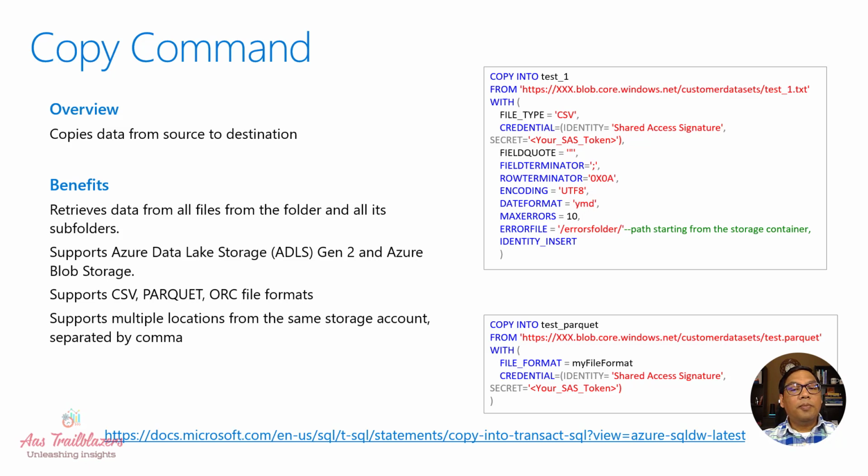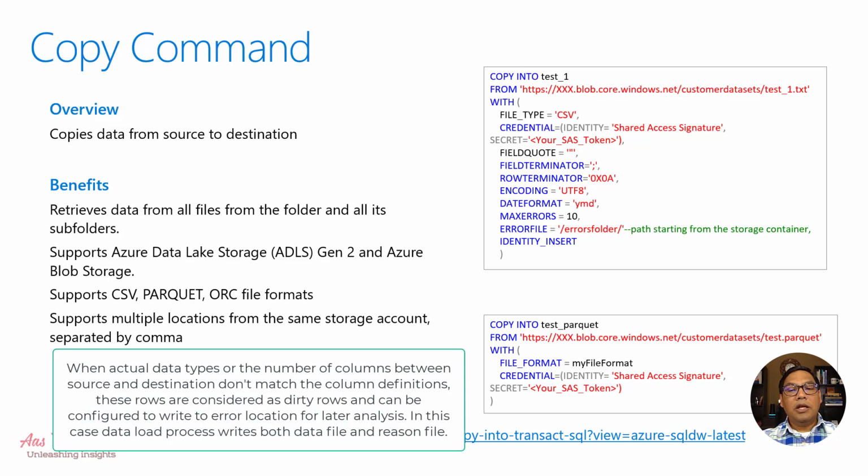With COPY command, we can use a storage account using a shared access signature token. No need to expose the storage account keys, and we'll look into the differences between a storage key versus shared access signature. It allows you to use a different storage account for the error file location.